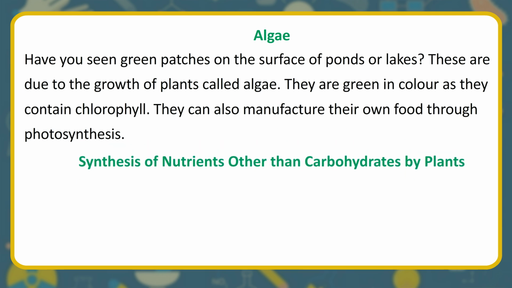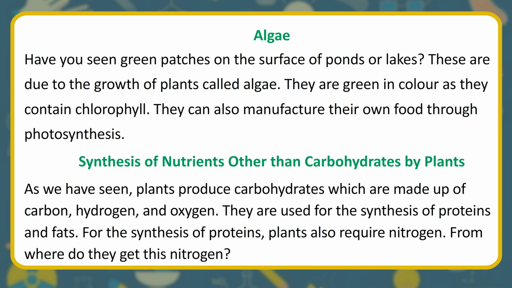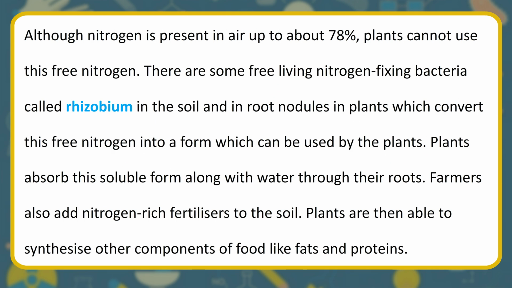Synthesis of nutrients other than carbohydrates by plants. As we have seen, plants produce carbohydrates which are made up of carbon, hydrogen, and oxygen. They are used for the synthesis of proteins and fats. For the synthesis of proteins, plants also require nitrogen. From where do they get this nitrogen? Although nitrogen is present in air up to about 78%, plants cannot use this free nitrogen. There are some free-living nitrogen-fixing bacteria called rhizobium in the soil and in root nodules in plants which convert this free nitrogen into a form which can be used by the plants.